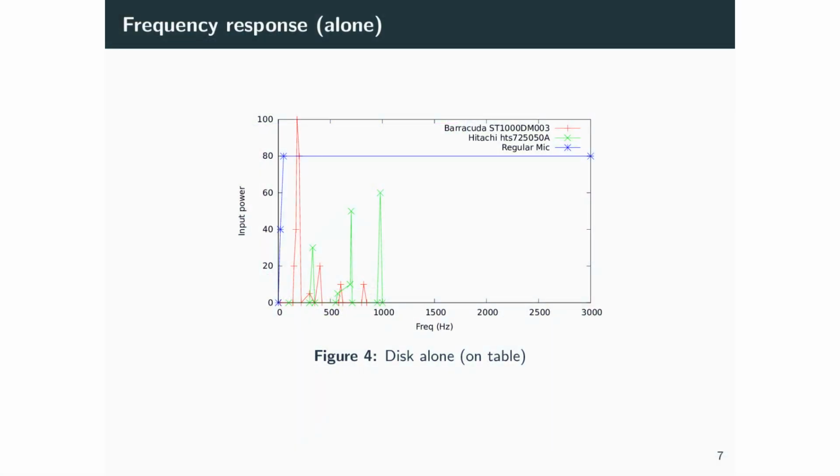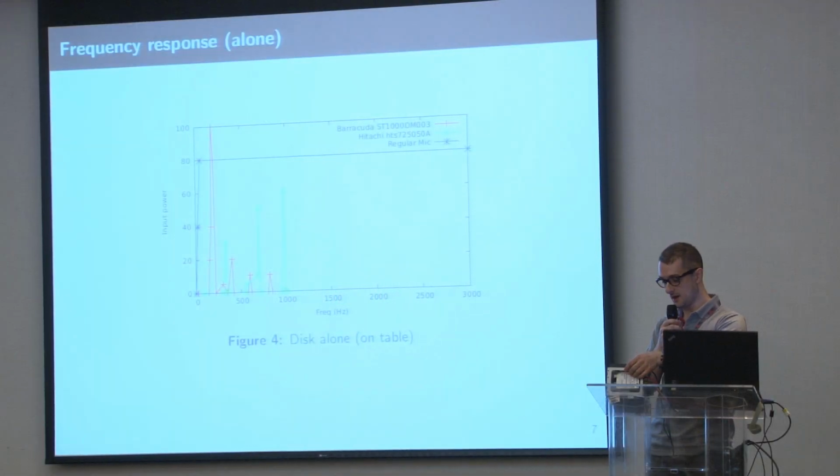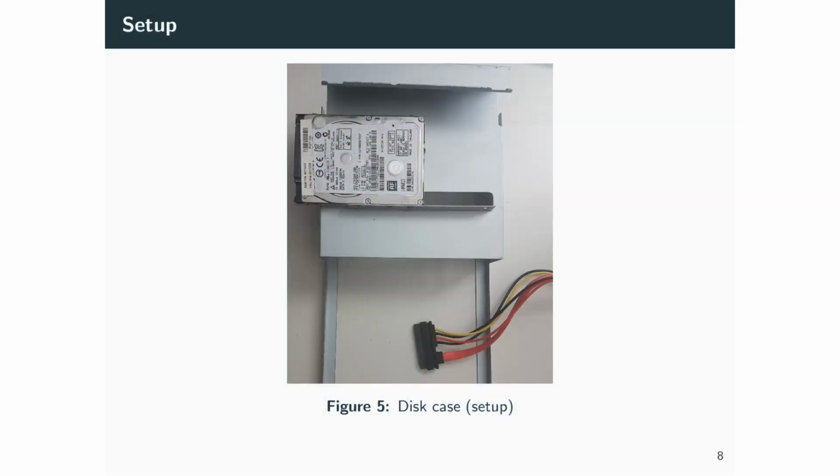It also depends a lot on what the hard disk is screwed on. I mean, if you screw it on a big metal plate like this, it will basically measure the vibration of the whole metal plate, and it will be much more sensitive. This is the setup that I have here.